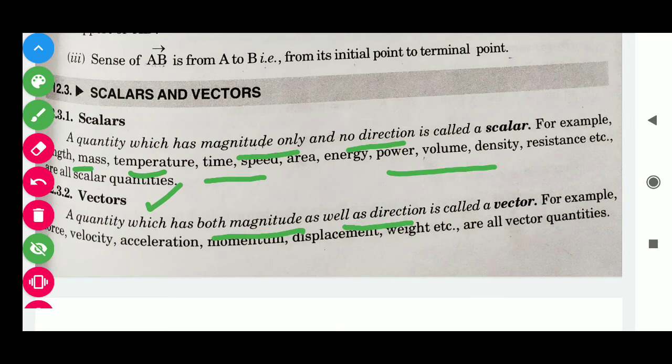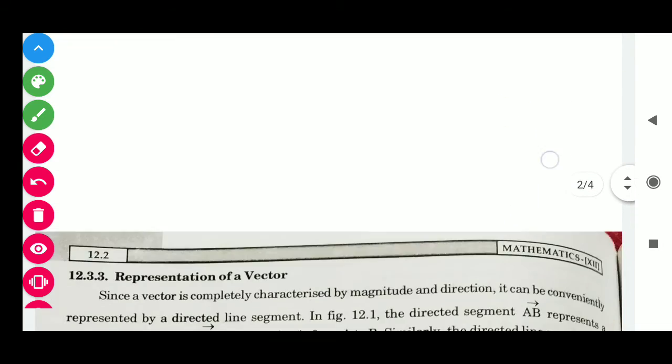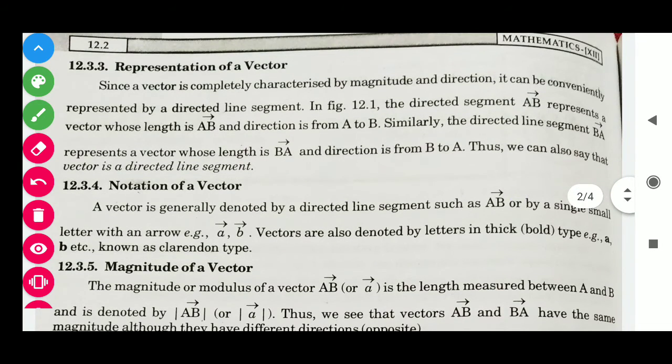For example, velocity, acceleration, momentum, displacement, weight, all are vector quantities. So students, in this way, these are the definitions of scalars and vectors. Now, representation of a vector.